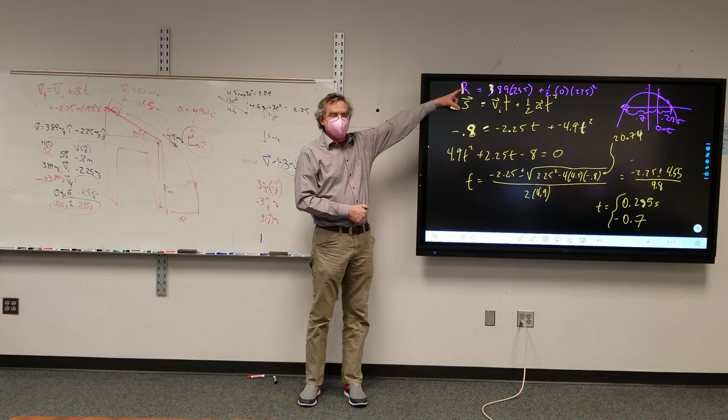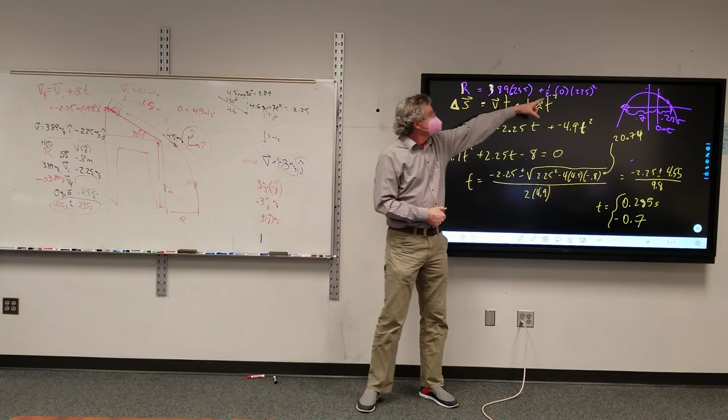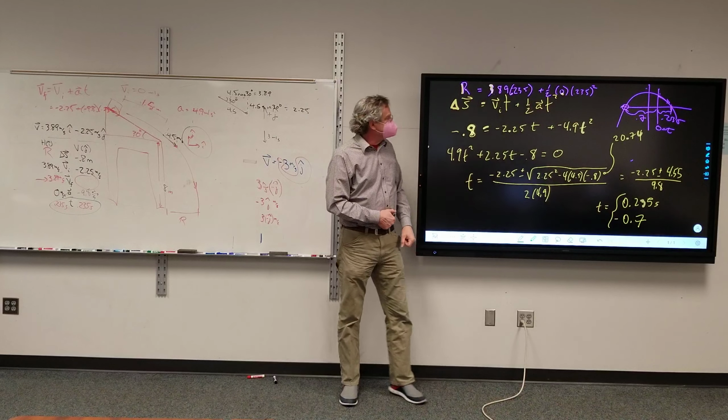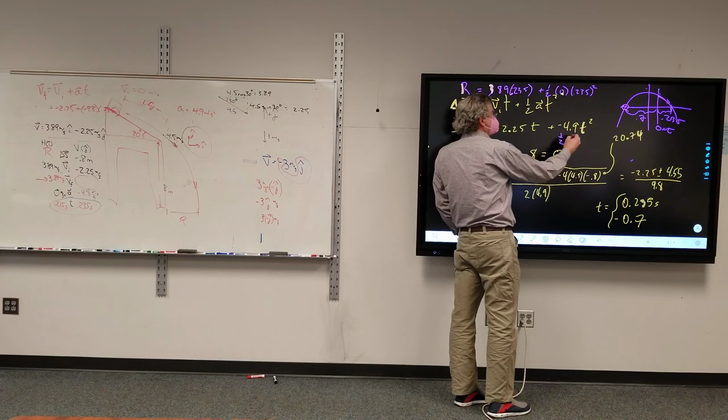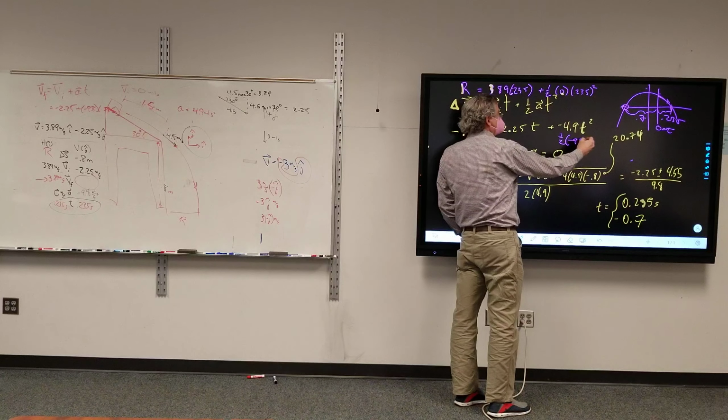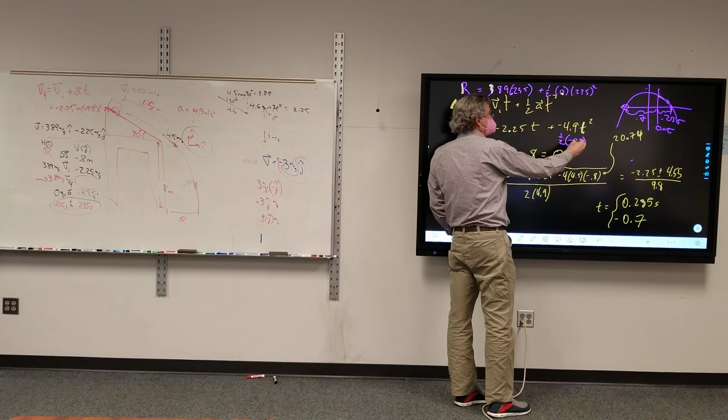Acceleration horizontally is 0. Thus the 0 right there. Vertically, it was negative 9.8. This comes from 1/2 times negative 9.8. That's where negative 4.9 comes from.